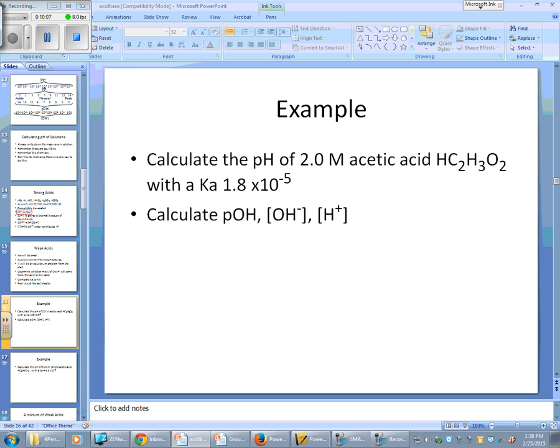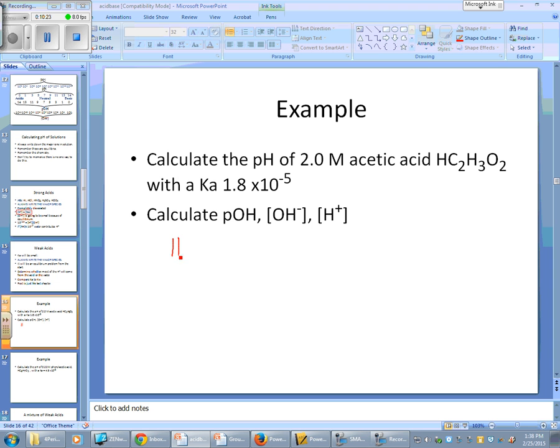So I have this example. We have acetic acid, and they tell us the Ka. They also tell us the concentration of that acetic acid, and they want to know its pH. Well, the first thing you're going to do is dissociate it, because that is what acids do in aqueous solution.